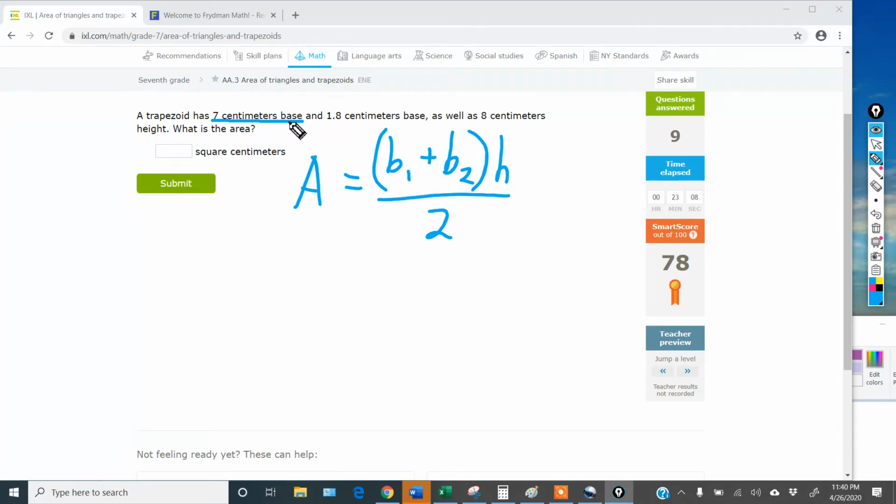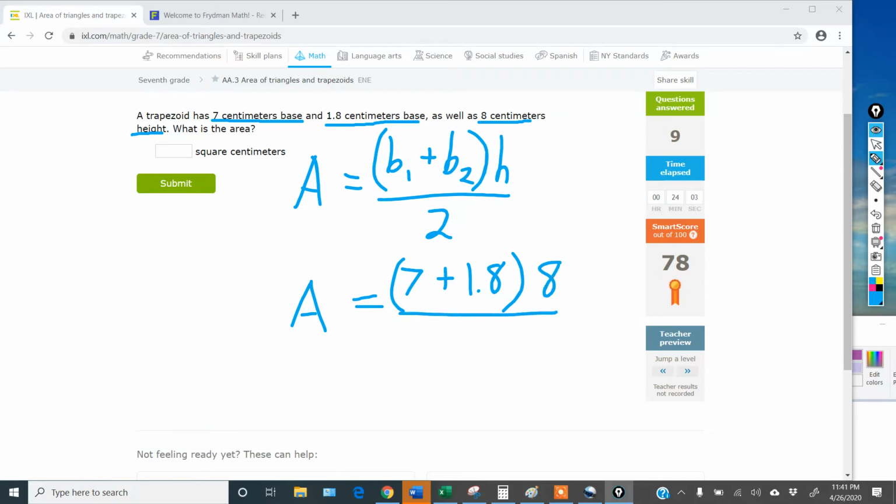A trapezoid has 7 centimeters. Well, actually the grammar here is not very good. So a trapezoid has a base of 7 centimeters. That would be the proper way to say it. Or you could say a 7 centimeter base. Anyway, let's plug that in for base 1. So we don't know what the area is, so we'll keep the A here. The area is what we're looking for. So let's plug in the 7 for base 1, plus we'll plug in the 1.8 for base 2, and we have to multiply that with the height. So it says that the height is 8 centimeters.